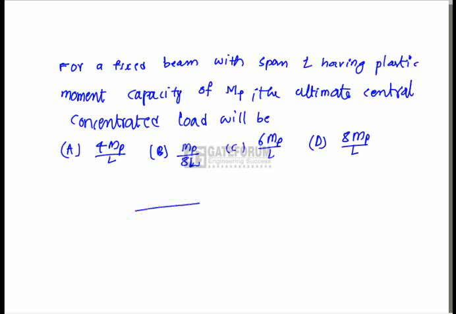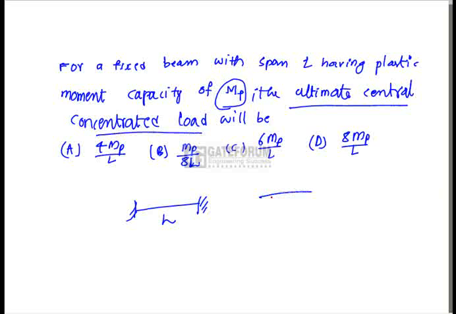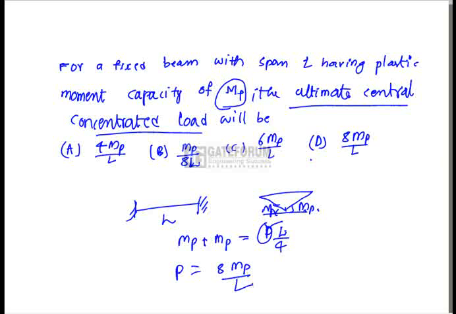A fixed beam with span L, and it is having a moment capacity MP. We have to find out the ultimate central concentrated load. So for the fixed beam, the moments are going to be MP on this side and MP on this side. MP plus MP is equal to the central concentrated load P into L by 4. So we have to find out P. P is equal to 8 MP by L. So option D is correct.